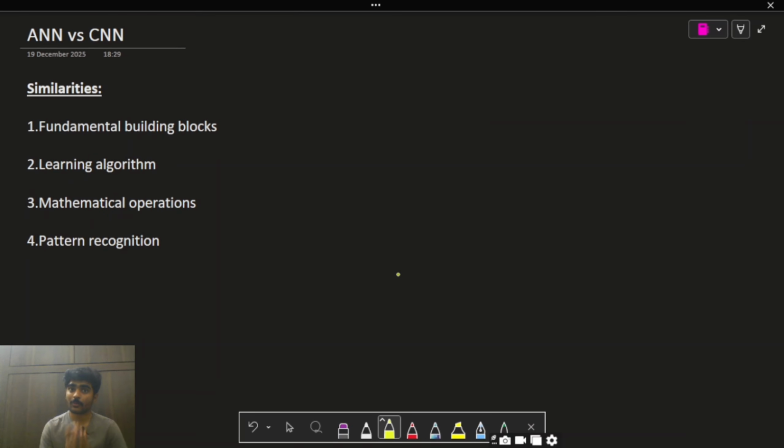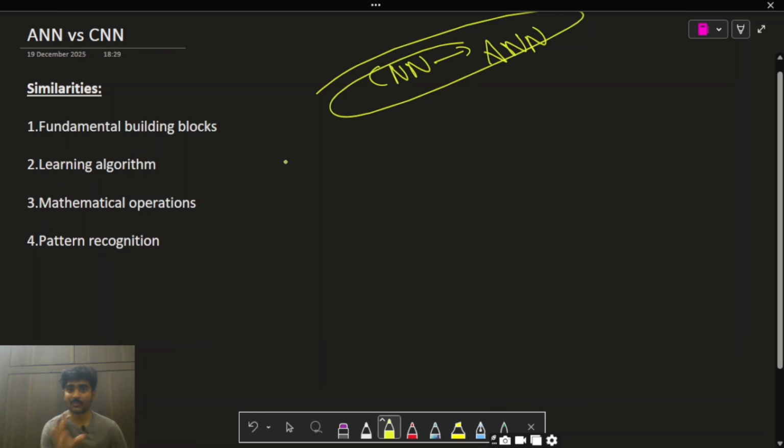In this video, we'll be discussing the similarities as well as differences between artificial neural networks and convolutional neural networks. This video is important because as we are heading towards backpropagation in convolutional neural networks, these fundamental concepts help a lot. We'll also be discussing how the convolutional neural network has evolved from artificial neural networks.